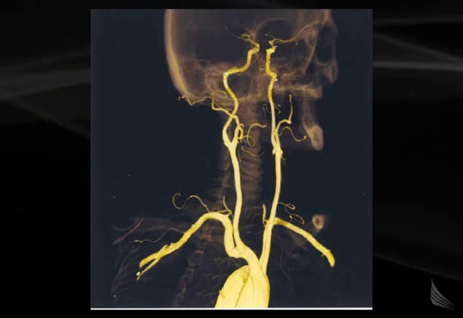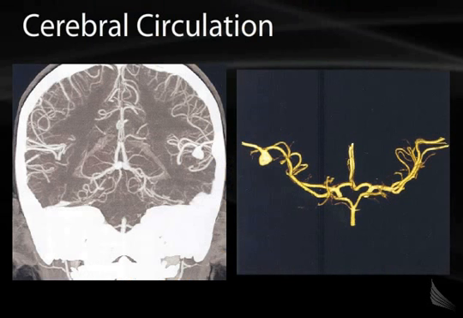This is a CT angiogram reconstruction that shows the internal carotids leading up to the skull and giving off the circle of Willis. And this is another CT angiogram reconstruction of the circle of Willis. On the left side of the picture, on the right, you can see a saccular aneurysm.